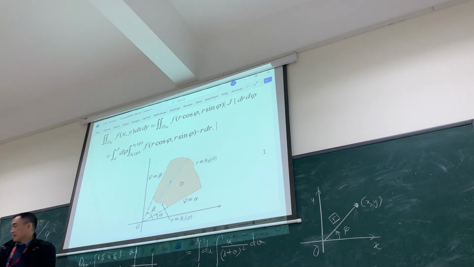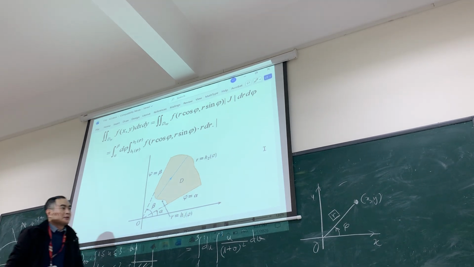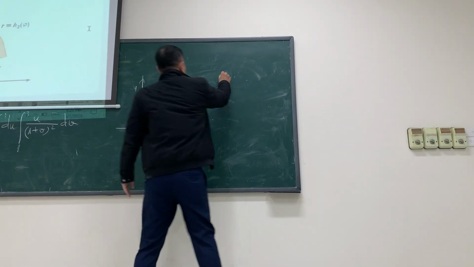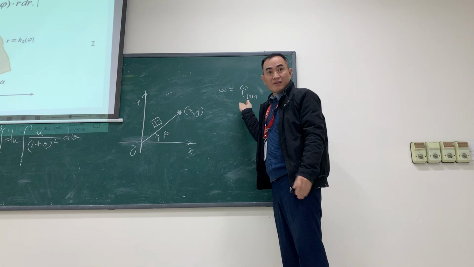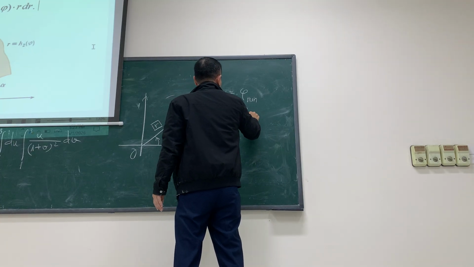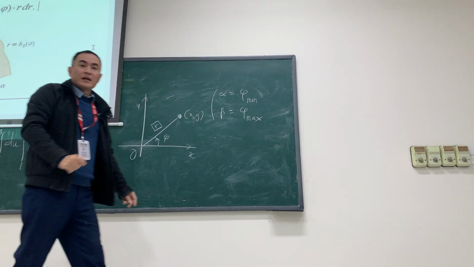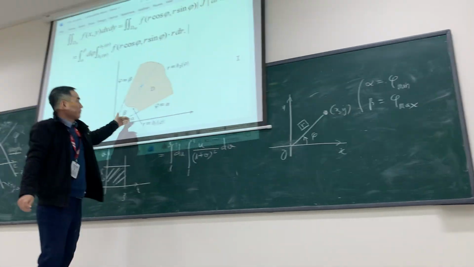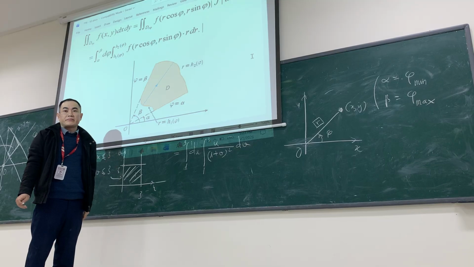Ở đây alpha sẽ là phi min và beta là phi max. Đầu tiên các bạn xác định xong cận của phi rồi đấy. Tiếp tục đến xác định r.